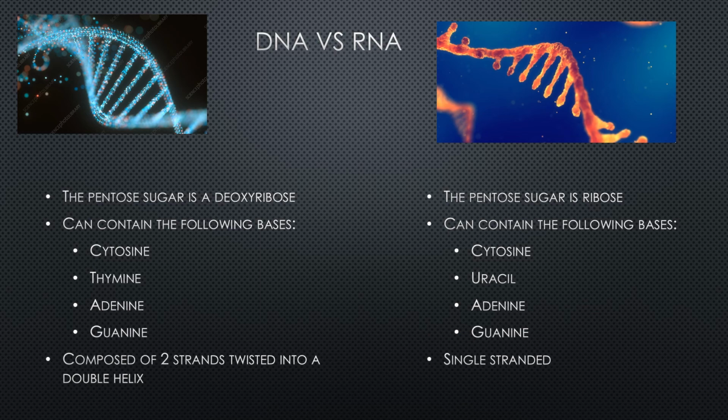Our DNA also can contain any of the following bases. They can have a cytosine, a thymine, adenine, or a guanine. Our RNA can have all of those same things except for the thymine. It cannot have a thymine. Instead of that, it replaces it with what we call uracil, and that's the base section. DNA is composed of 2 strands, and they tend to twist into a double helix, whereas RNA is single-stranded.